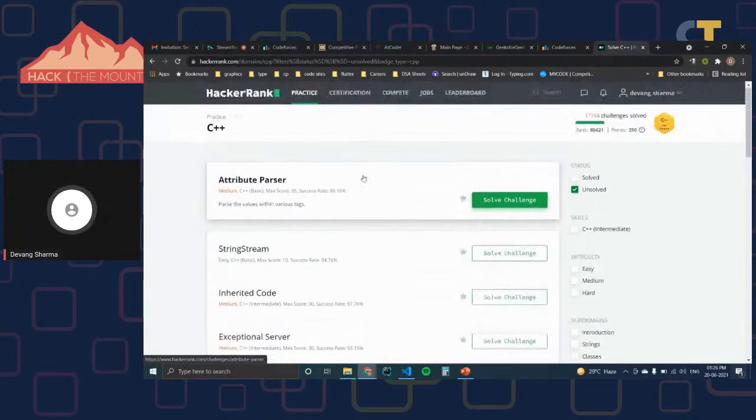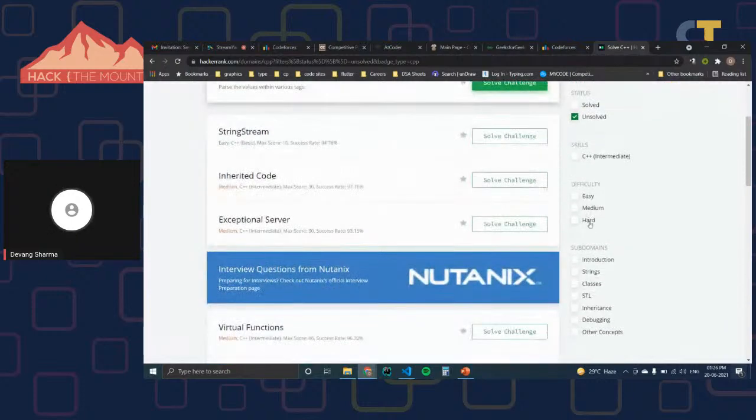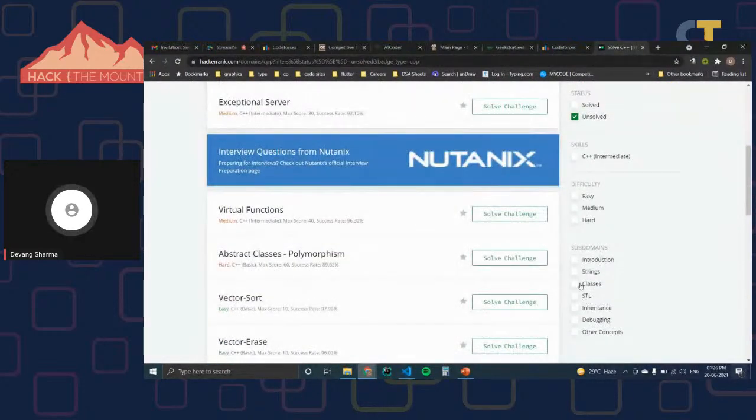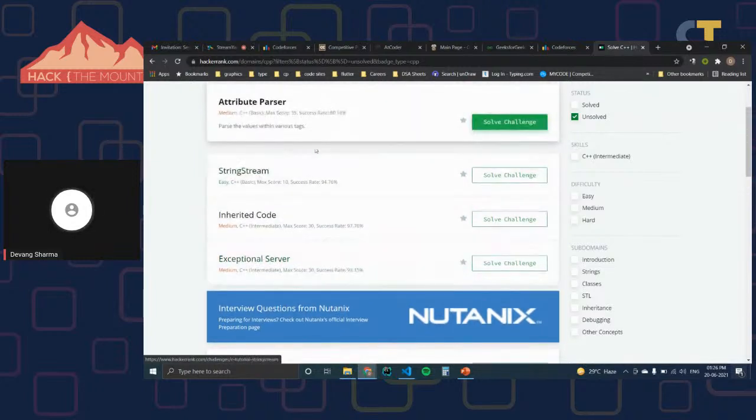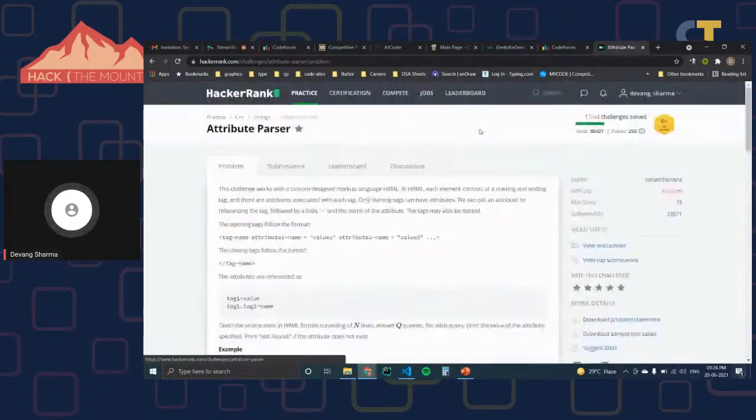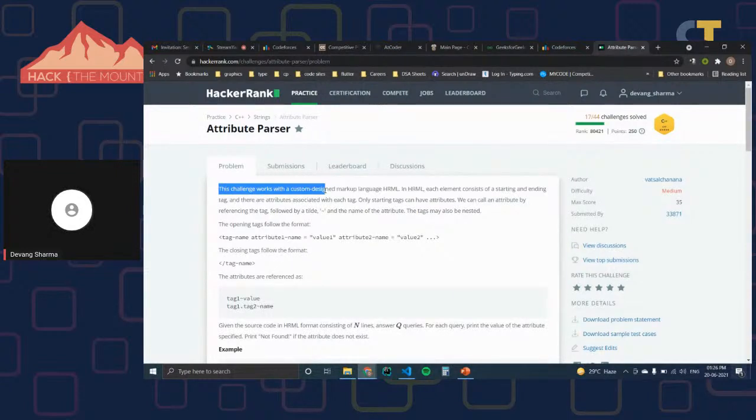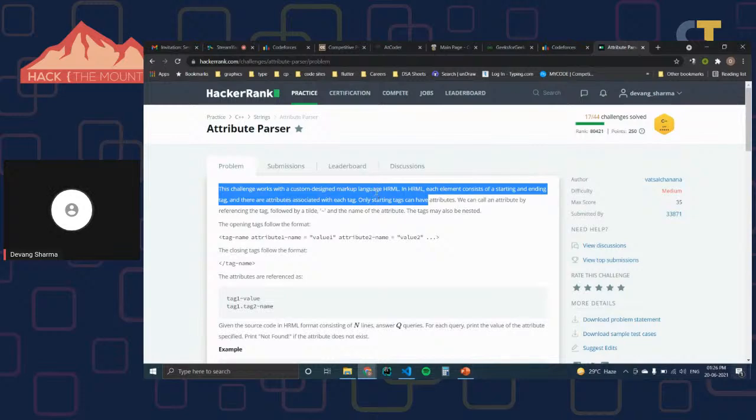You can see the problems by the difficulty tag. You can choose the difficulty, and you can choose the domains: STL, classes, strings, or anything that you want. The difficulty is mentioned here. Suppose you click on solve a challenge. There will be a problem like this mentioned there. Suppose it is a real-life problem, with the question.